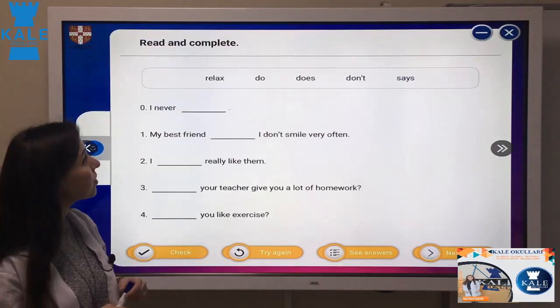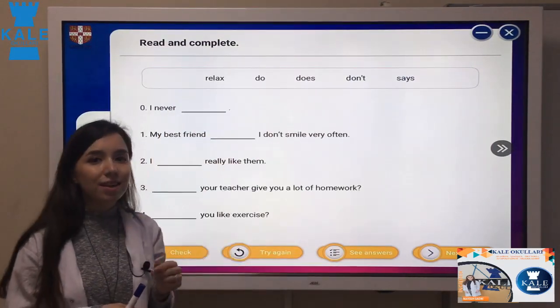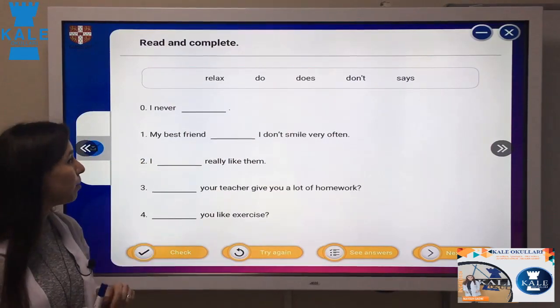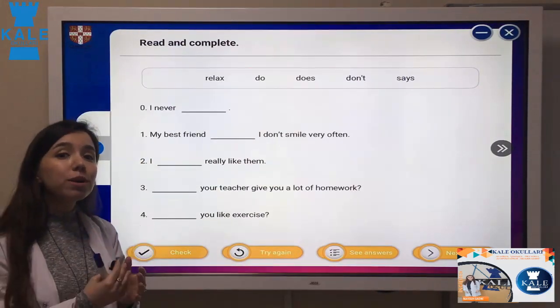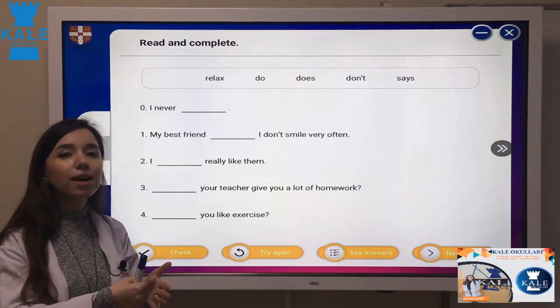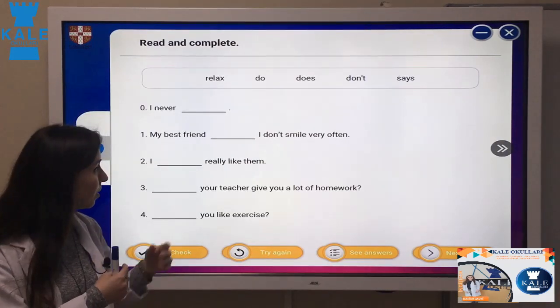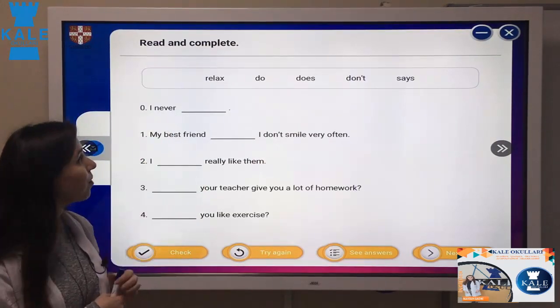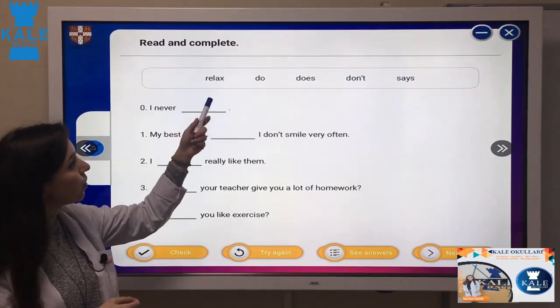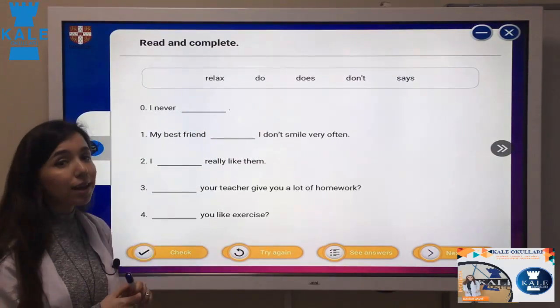Look at here, we have some verbs here. Yes, relax, do, does, don't, says. So we are going to put them here. I told you, for present simple we use sometimes, never, rarely, for example. All of them can be useful. So here we have, I never. I never what? I never relax, I never says. The most suitable answer is relax.